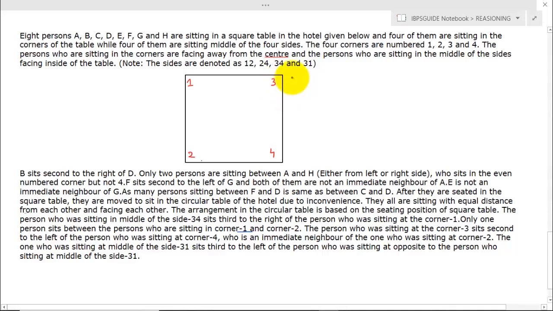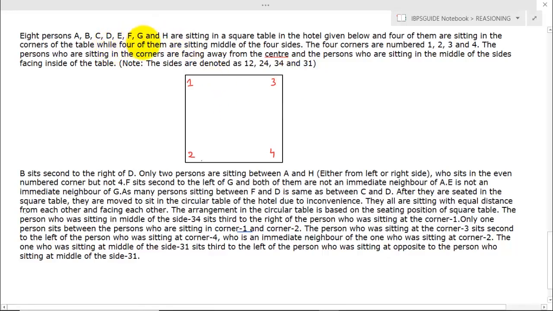From those e-books, I have picked one sitting arrangement which is very interesting one. So please pause the video and try to solve this sitting arrangement. In this we have covered two sitting arrangements, one is a square and one is a circular table. So just pause the video, take the screenshot, and try by yourself. Okay, so now let's start.